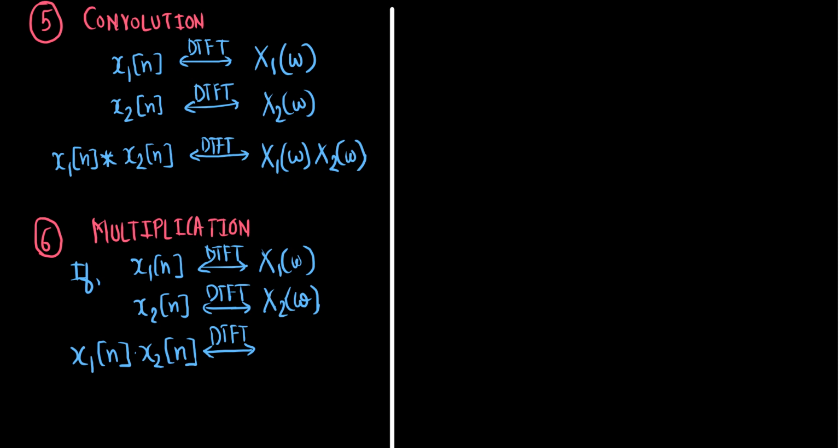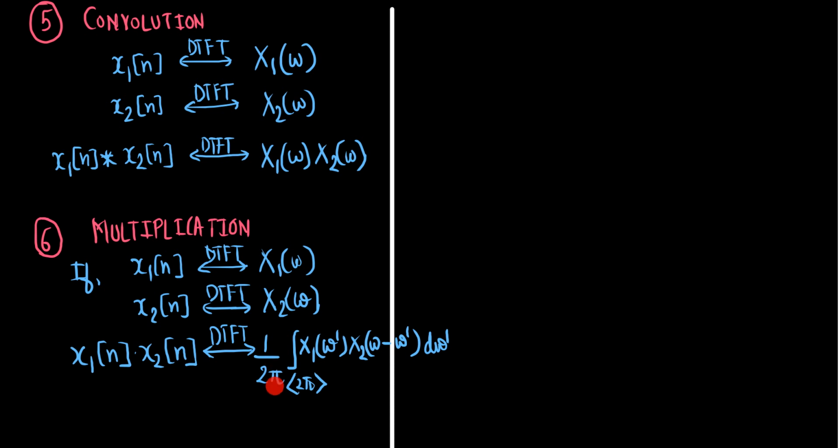So the expression is going to be 1 upon 2 pi, integration over a period of 2 pi, X1 of omega dash, X2 of omega minus omega dash, d omega dash.